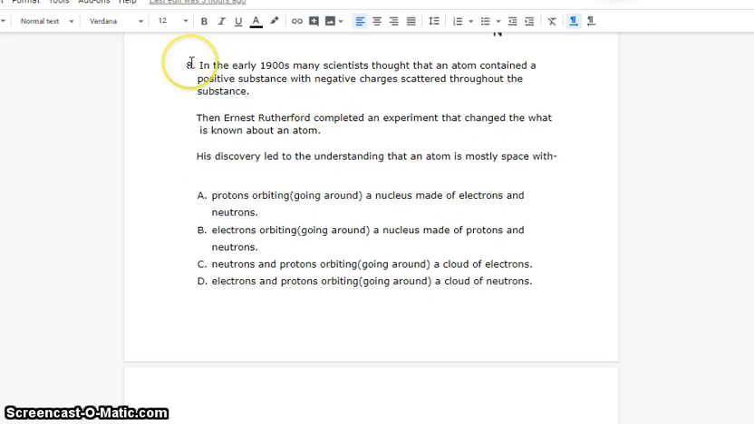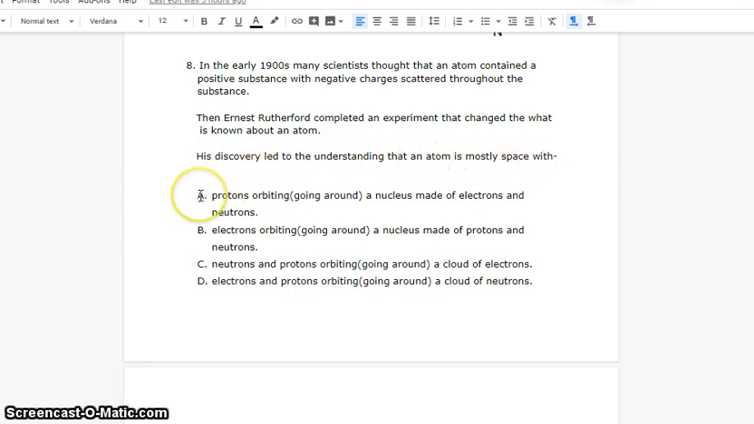Number 8. In the early 1900s, many scientists thought that the atom contained a positive substance with negative charges scattered throughout the substance. Then Ernest Rutherford completed an experiment that changed what is known about an atom. His discovery led to an understanding that an atom is mostly empty space.